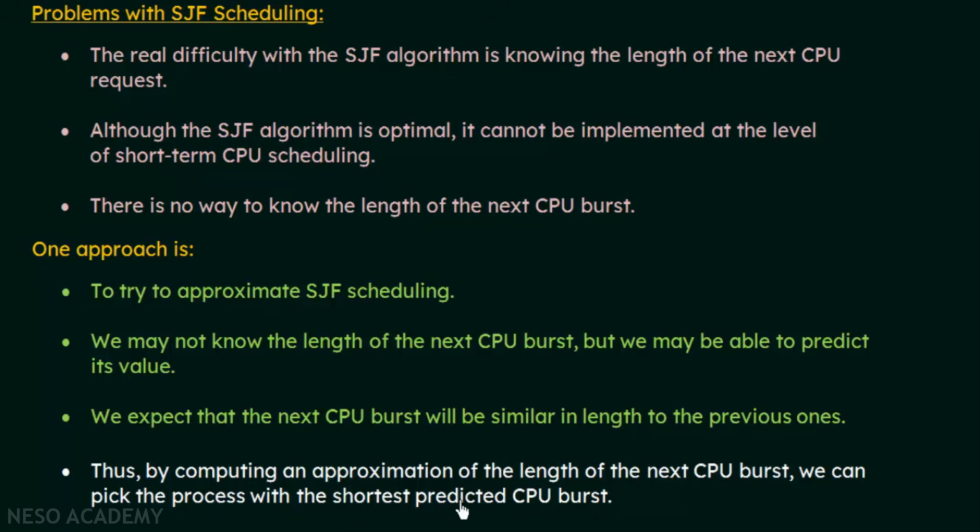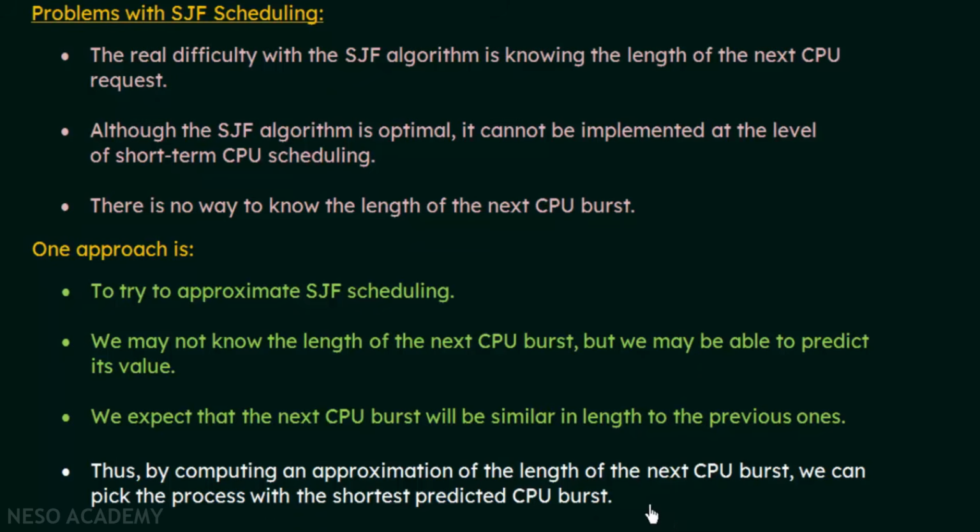So by computing an approximation of the length of the next CPU burst, we can pick the process with the shortest predicted CPU burst. So with this approximation, we can pick the process with the shortest predicted CPU burst, and hence we can apply the SJF scheduling algorithm in this. So that is how this problem with SJF is resolved.